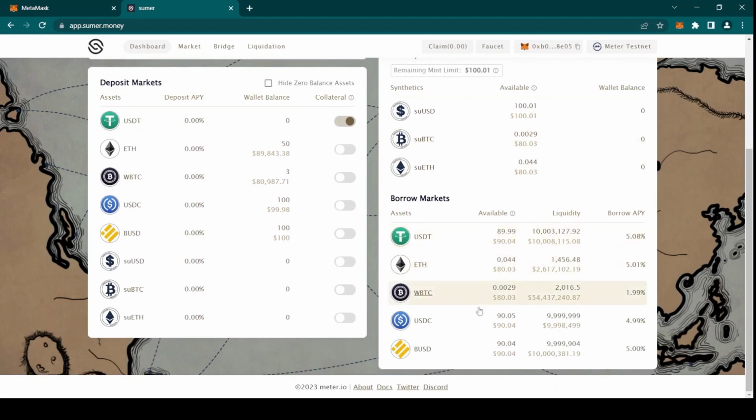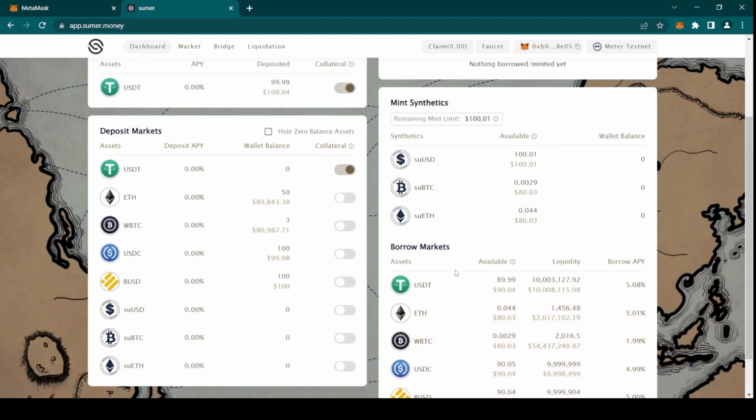On the Borrow Market tab, you'll notice that the homogeneous assets for USDT are USDT itself, USDC, and BUSD. If you had deposited ETH, the homogeneous asset would be ETH itself or any of its derivative assets like STETH. The homogeneous and heterogeneous asset grouping is particularly important when we enable derivatives asset markets on the Sumer protocol in the future.